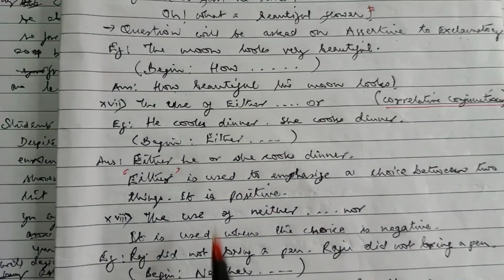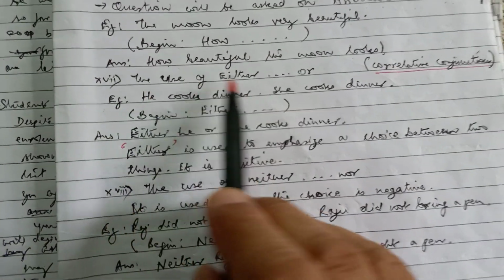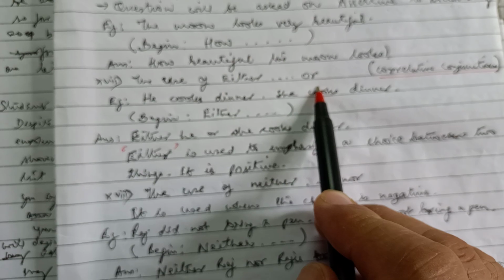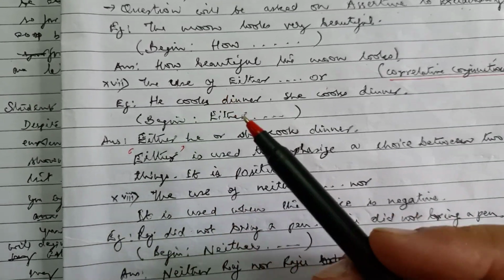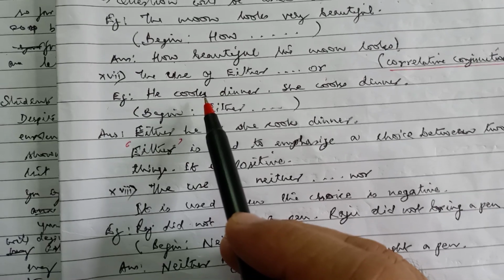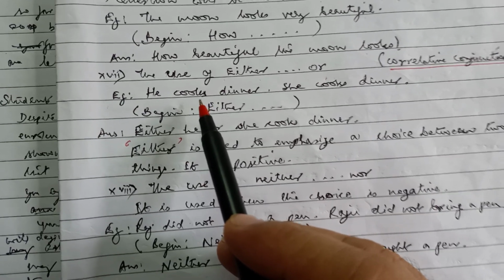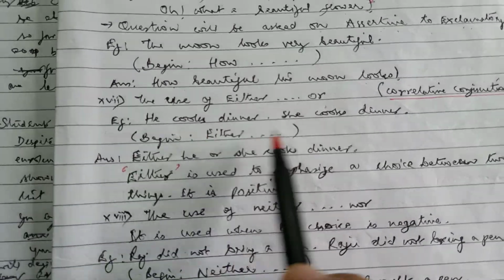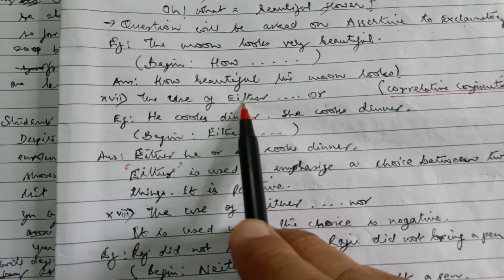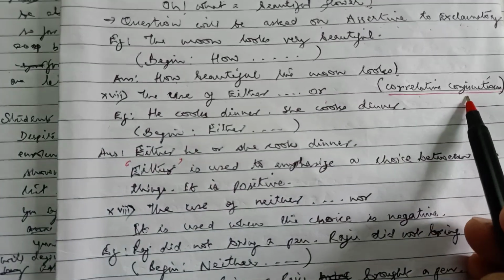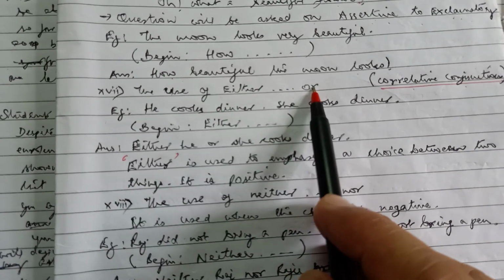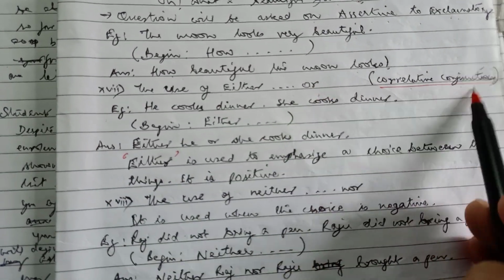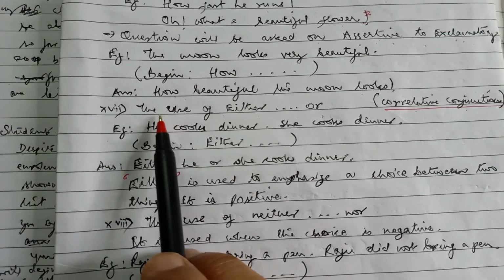Now move on to the next one. The use of either or, right? Now the use of either or has a 1% chance in the question, because this is a very simple exercise to understand, right? Either or, they are correlative conjunctions, right? They are the pairing words. With either we use or. They are correlative conjunctions. Okay, the use of either or.